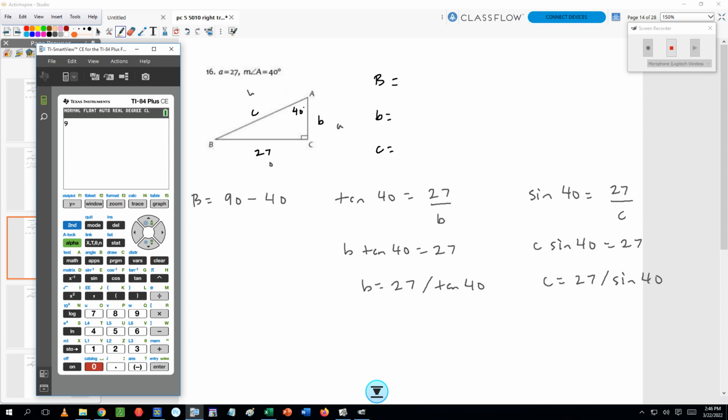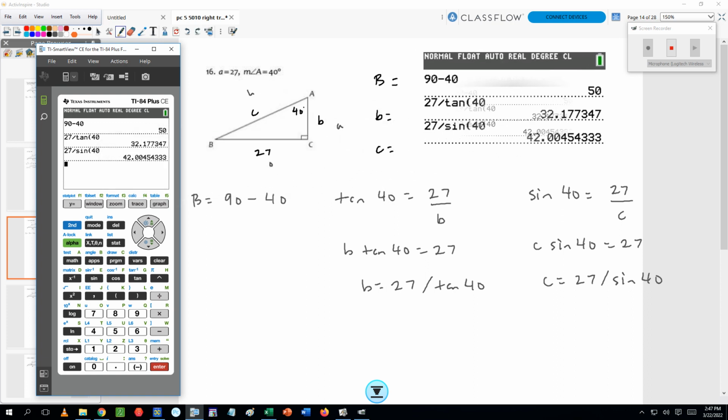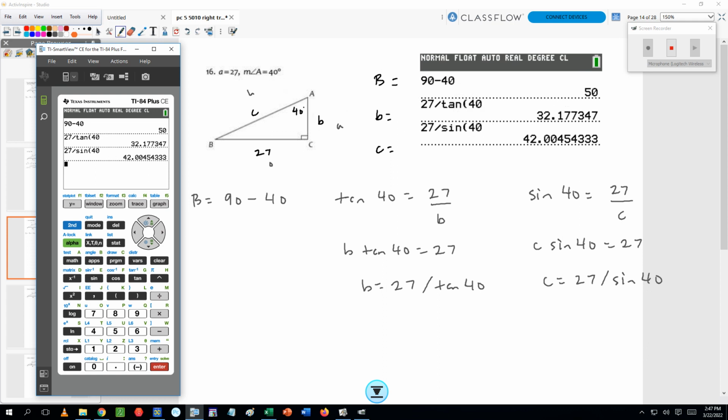So 90 minus 40, of course, that's 50. 27 divided by tangent of 40, and 27 divided by sine 40. And there's your missing numbers.